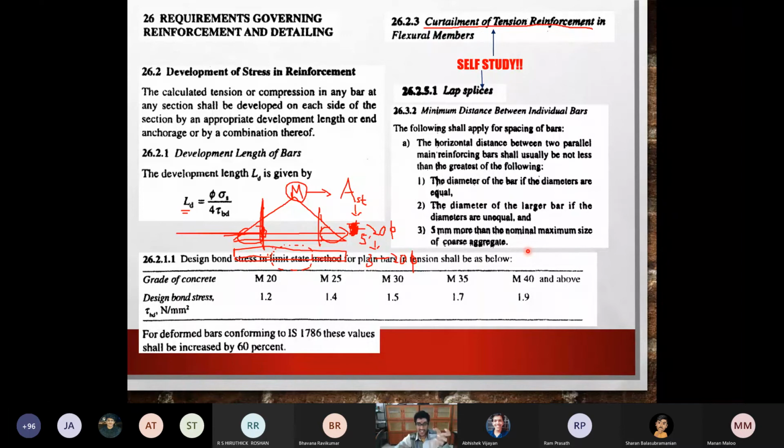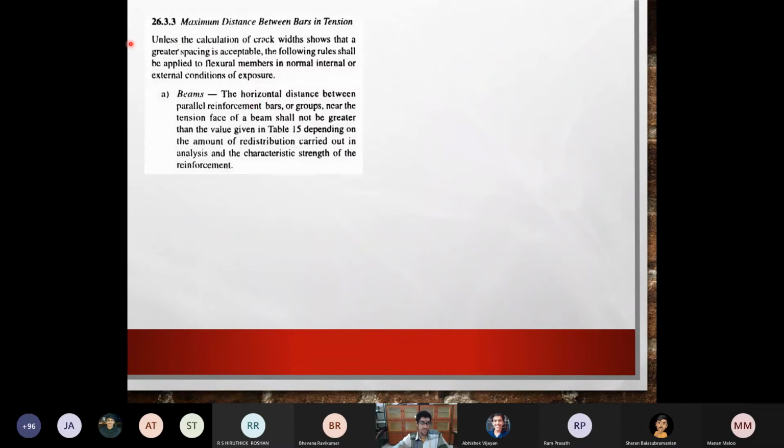Usually this will be very small. If you calculate based on this, you'll get distances like 25 mm, 28 mm, 30 mm. Even that is pretty small, and nobody will adopt such distances. So usually people will try to adopt at least about 50 mm or more spacing between bars, center to center distance of the bars. So that is something which should be known.